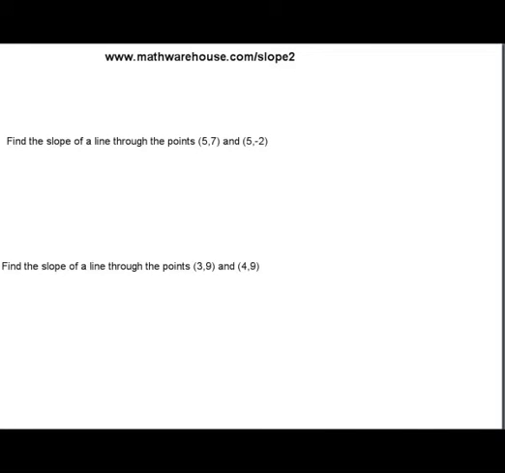Let's find the slope of a line through the points (5, 7) and (5, -2), and then we'll look at the bottom question. Alright, well, let's just try to solve this like we normally would. Slope is y2 minus y1. Let's label our x and y's, makes it a little easier. y2, -2 minus 7, over x2, 5 minus x1, 5. And you end up with -9 over 0.